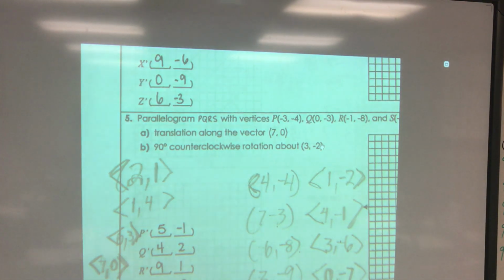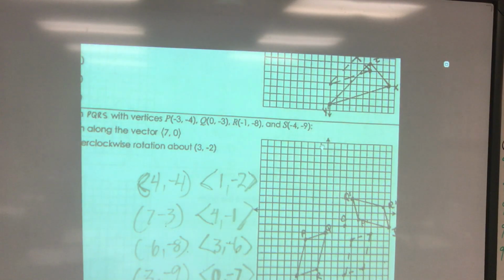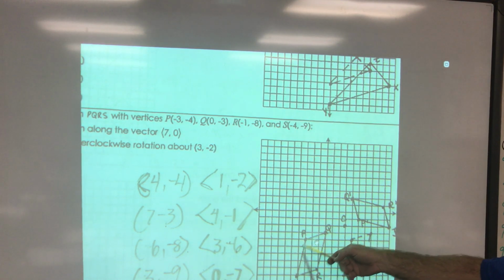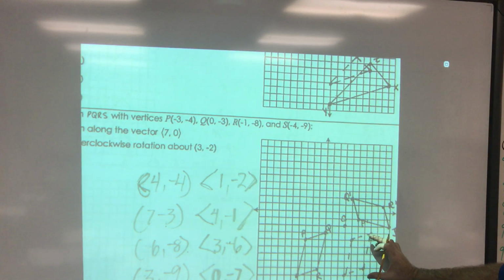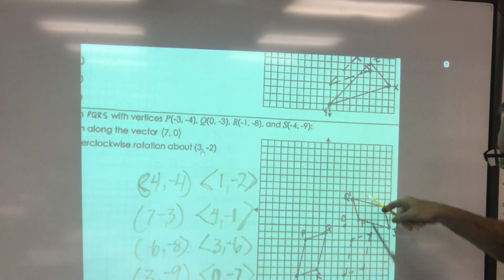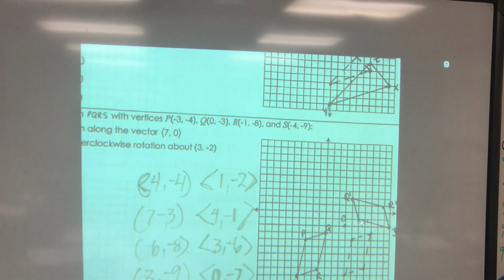If I take my Elmo all the way out, slide this over, there we go. So now I have PQSR. Here's my point of rotation. Here's my pre-image. I followed the rule of 7, 0, and then I rotated it around this point, and there are my new values. So I did half of the homework on 7.